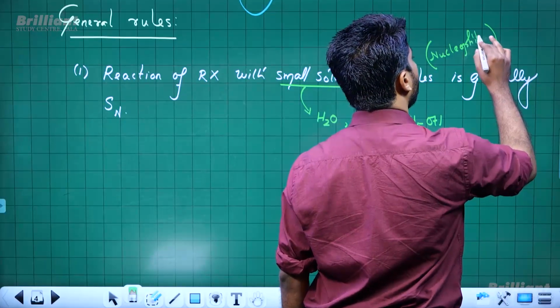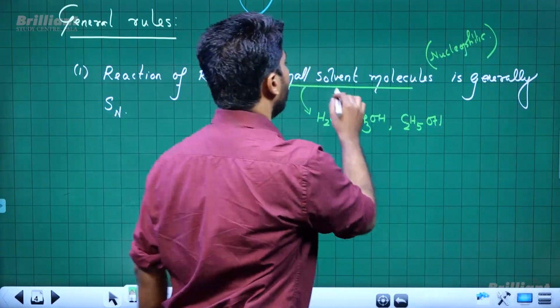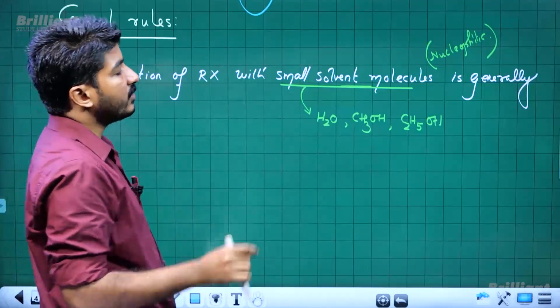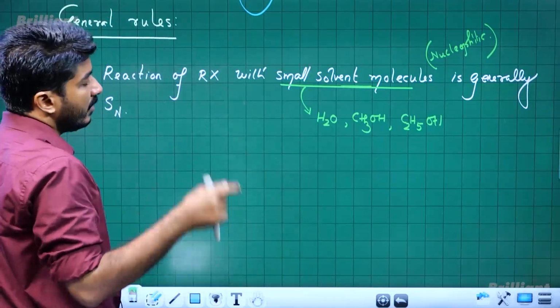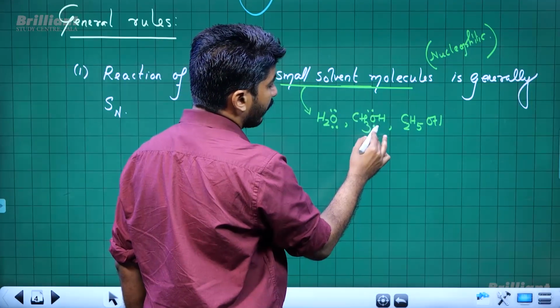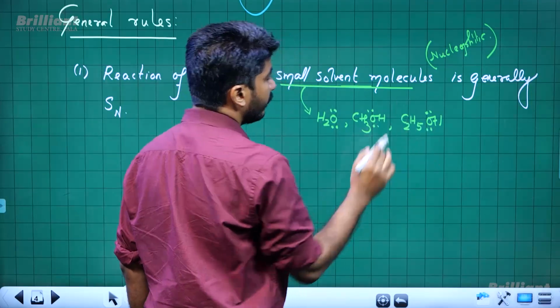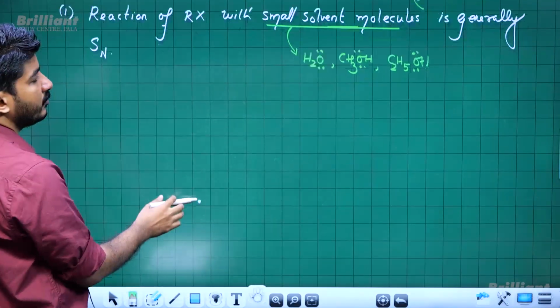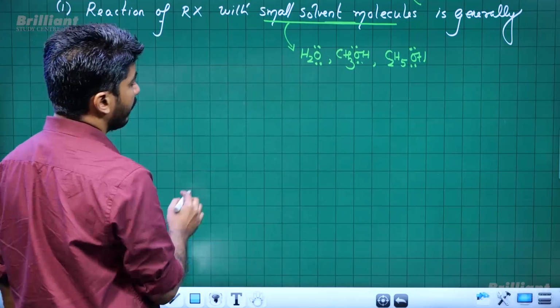For clarity, let me write that also. Nucleophilic solvent molecules. If it is CCl4, no reaction. If it is CHCl3, no reaction with haloalkane. If we take nucleophilic solvent molecules, in that case, there is a general possibility of nucleophilic substitution on the haloalkane.